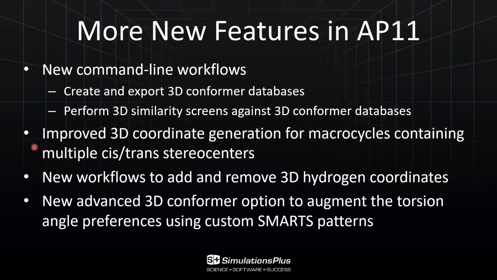There are some improvements to 3D coordinate generation, specifically the handling of macrocycles containing multiple cis-trans stereocenters. There are new workflows, both in the graphical interface and the command line, for adding and removing 3D hydrogen coordinates. And there is a new advanced 3D conformer option, allowing you to augment the torsion angle preferences using custom SMARTS patterns.